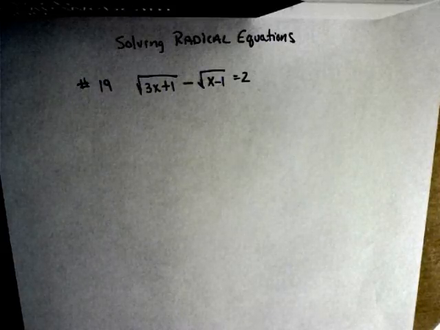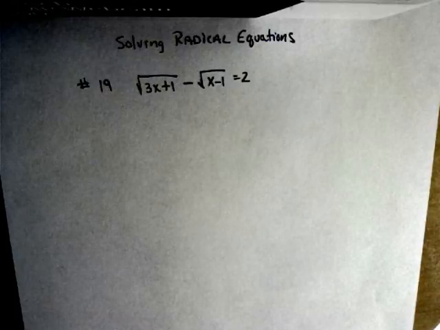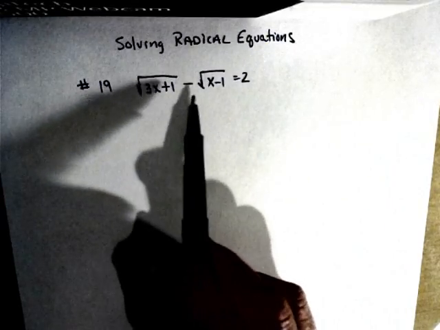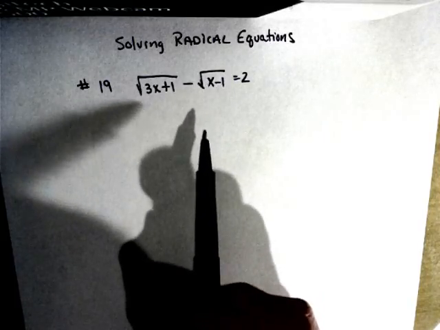This is number 19 off of the homework. Notice we have two radical expressions. We have radical 3x plus 1 minus a radical x minus 1 equals 2.